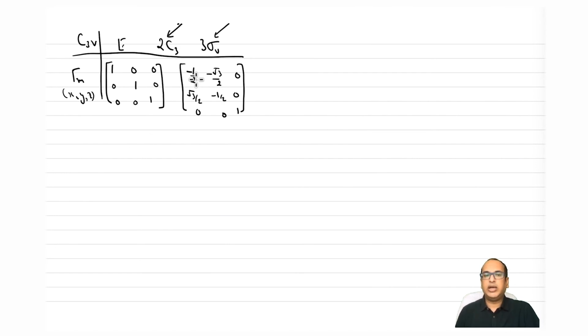And for C3 square, I don't need to write, because I'm interested in trace, and trace will be the same for C3 and C3 square, because both the elements belong to the same class. Now for sigma V again, we don't need to write for all 3 sigmas. We can write only for sigma V1.